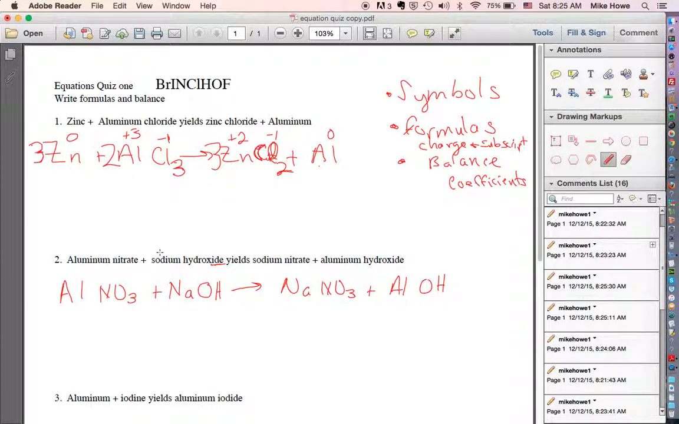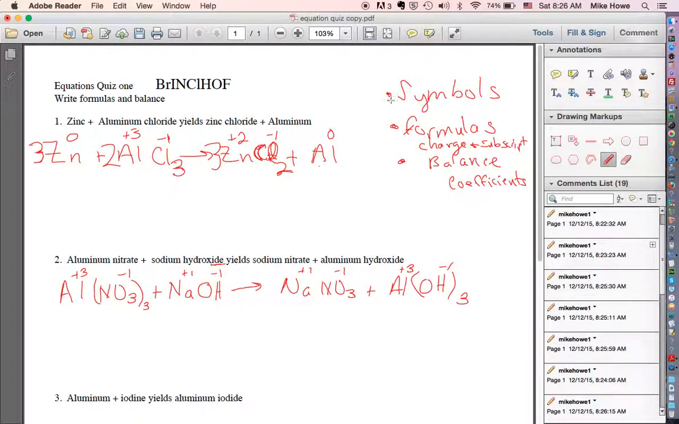All right, now we need to look at step 1, get the symbols down. So if you look up here, we do the symbols first. Now we're going to write the formulas using charges. So aluminum is plus 3. Nitrate's minus 1, so I'm going to have 3 of the nitrates, which requires parentheses and a 3 outside. Sodium's plus 1, hydroxide's minus 1, so that formula is fine. Sodium's plus 1 and nitrate's minus 1, so that's fine, but aluminum is plus 3 and hydroxide's minus 1. Notice that I need 3 hydroxides, so I had to put parentheses and a 3 outside the parentheses. So now we've done our formulas correctly.